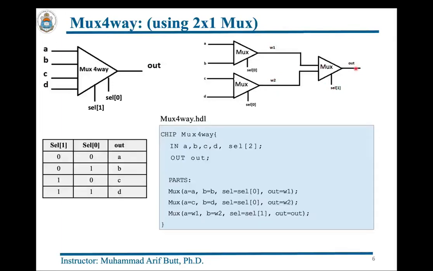This is the HDL of this MUX four-way chip. Observe the chip interface having A, B, C, D for inputs, as well as 2 inputs for the selection lines.